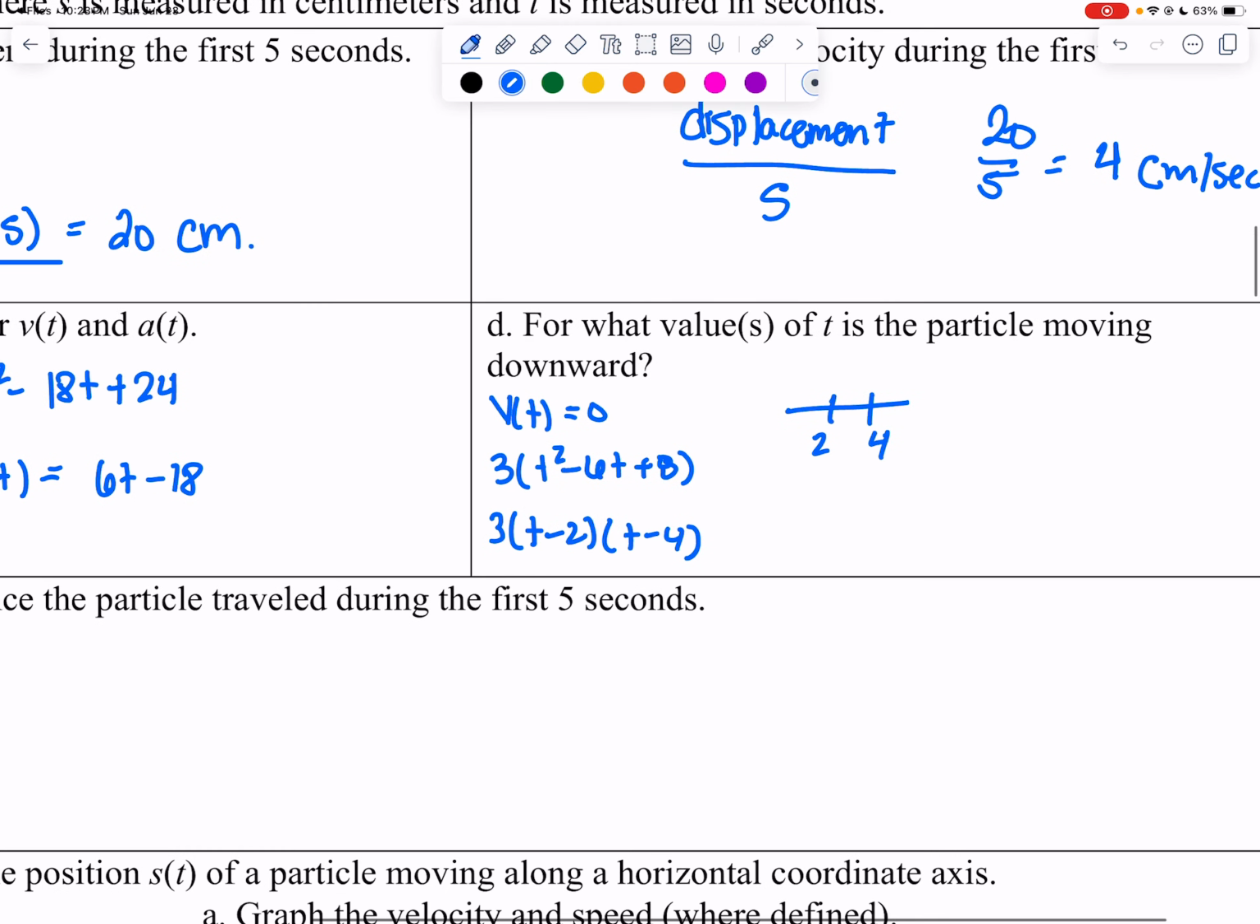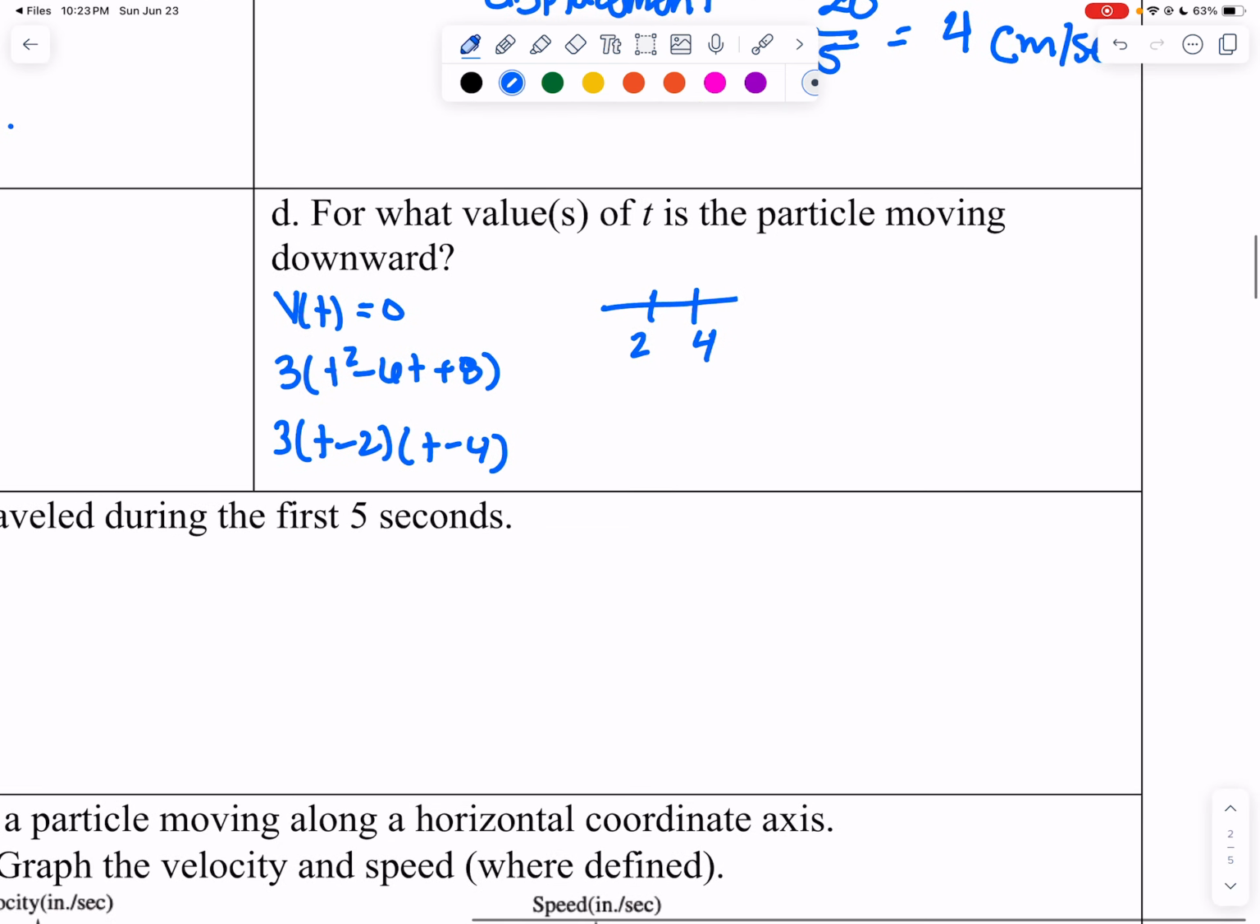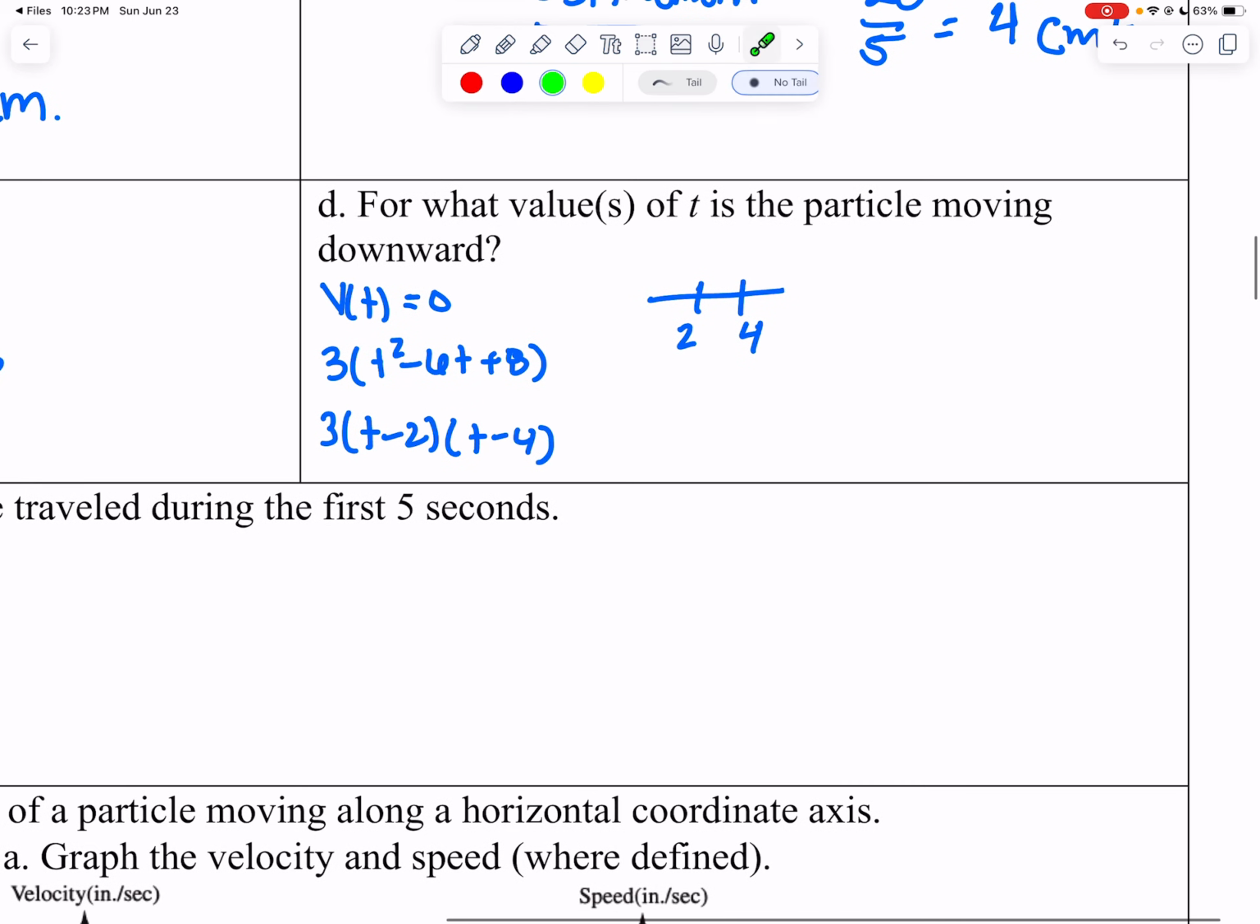But I have a sign chart at 2 and 4. And what I'm going to do is not plug in values. What we're going to do is think about what my velocity graph looks like. Now, my velocity graph is a parabola because it is an exponent of 2. And I know that 2 and 4 are my zeros. Notice how I have a positive leading coefficient right here. So this is going to tell me that my parabola is going to look something like this.